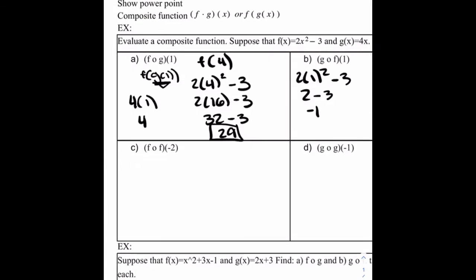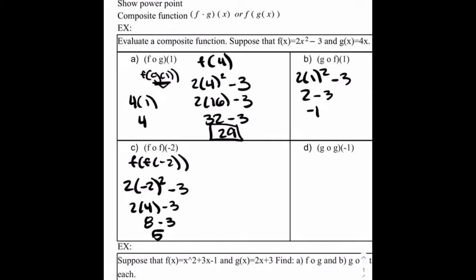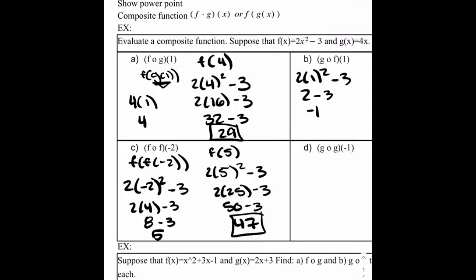All right, so f of f of negative 2. First, I'm going to plug in negative 2 to the f function. So 2 times negative 2 squared minus 3, which is 2 times 4 minus 3, 8 minus 3, which is 5. Now I'm going to plug in that output into f again. So 2 times 5 squared minus 3, 2 times 25 minus 3, 50 minus 3, which equals 47.